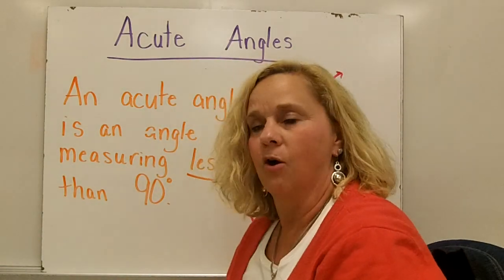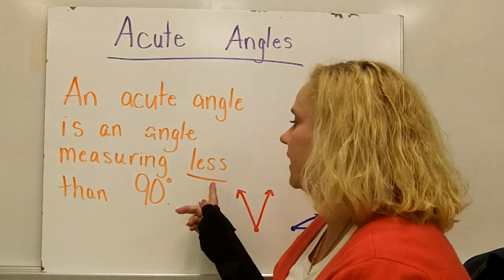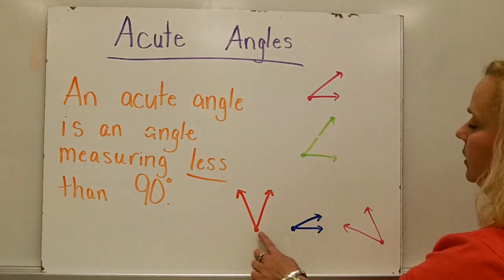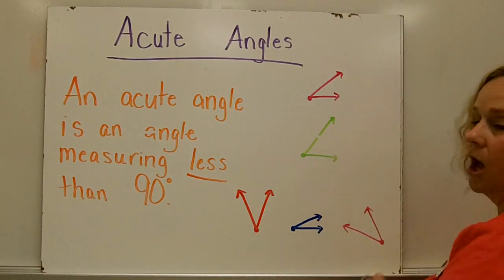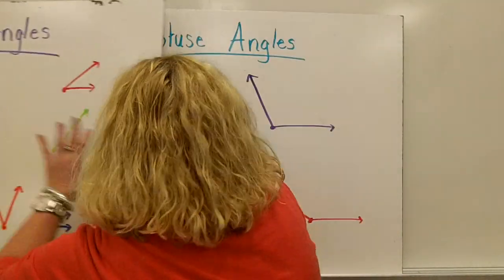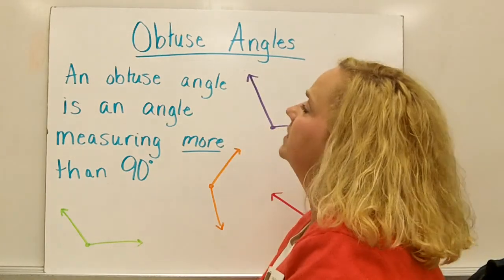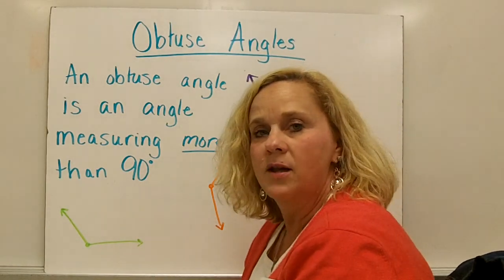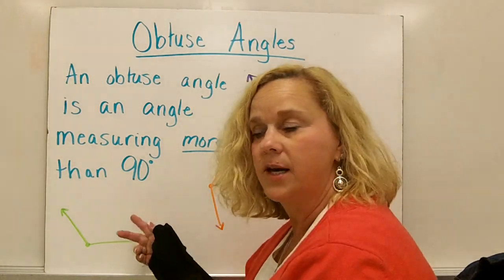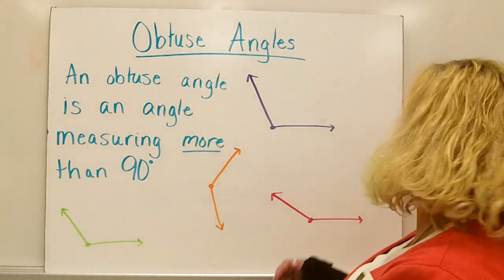Alright, an acute angle. An acute angle is an angle that measures less than 90 degrees. And if you notice here, I have some pictures of acute angles. Alright, obtuse angle. That's another angle that we're going to be talking about. An obtuse angle is an angle that measures more than 90 degrees. And here I have different examples of obtuse angles.